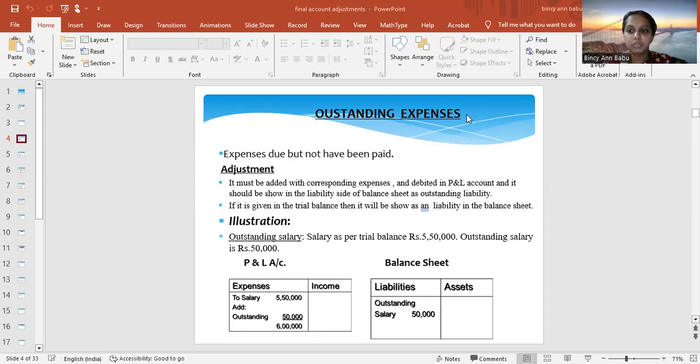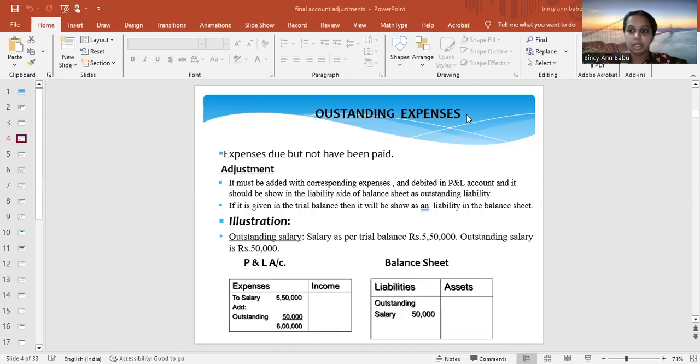Good morning all. Today we will discuss a few of the accounting adjustments which we often come across when we prepare the financial statements, basically the P&L account and balance sheet. So the first one is outstanding expenses. Outstanding expenses mean these are the expenses due but we have not paid.